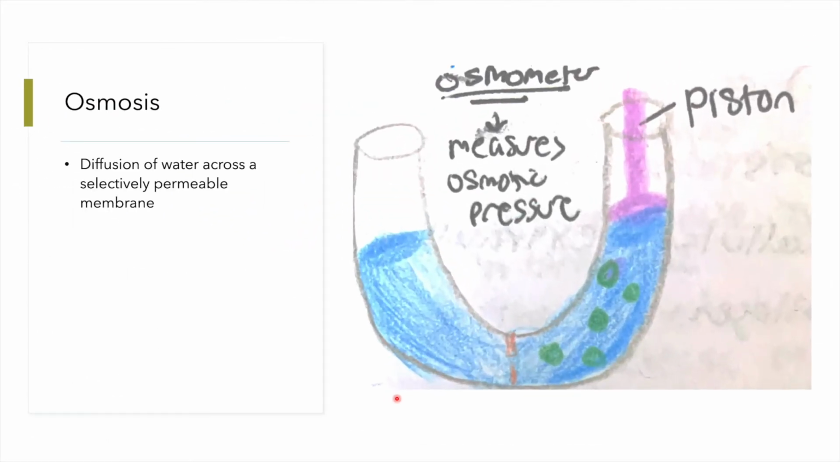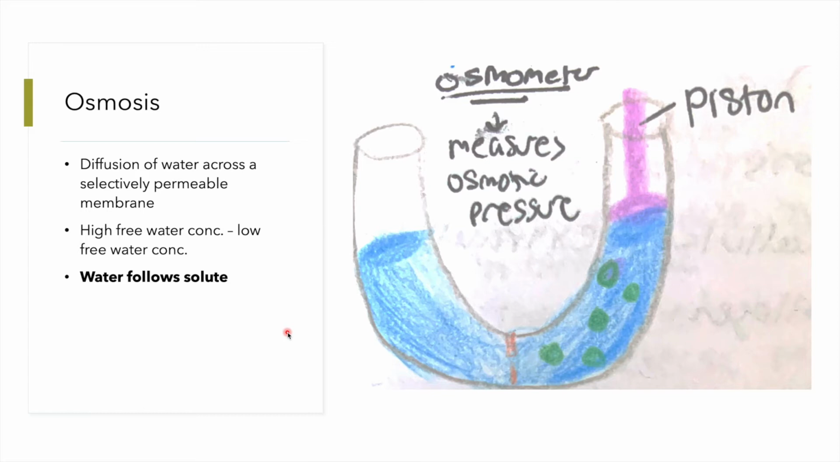Osmosis is the diffusion of water across a selectively permeable membrane. Water moves from a high free water concentration to a low free water concentration. Free water molecules are those not bonded with the solute. An easy way to figure out which way water moves is that water always moves to the side with more solute, because that is the side with less free water. Remember the phrase, water follows solute.